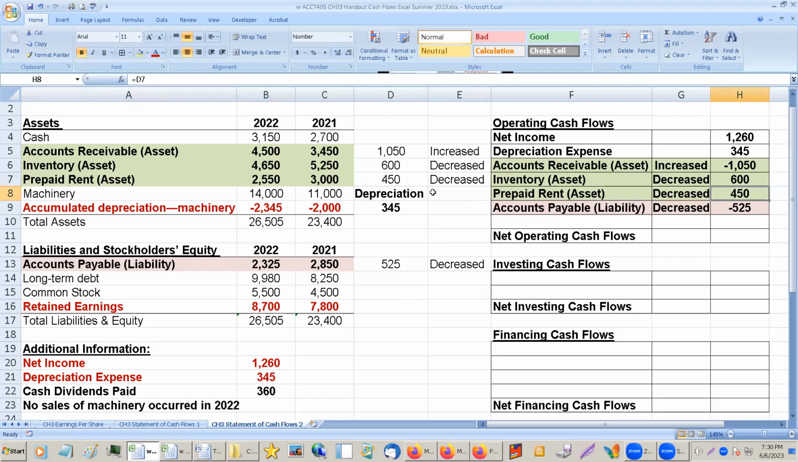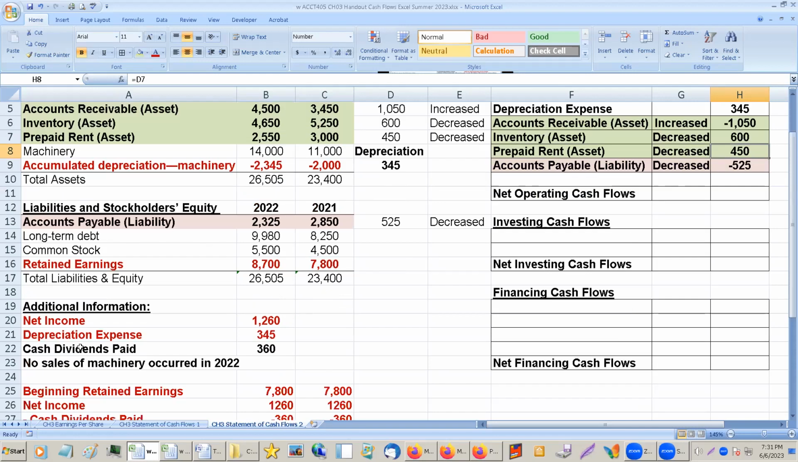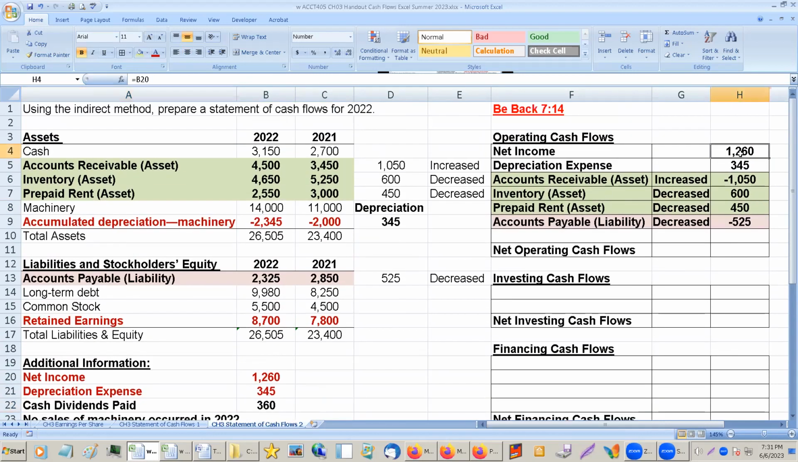So that was rent you paid ahead of time. In other words, you get out of paying cash this year anyways of $450 of rent in cash. All right, now I better check this to be sure I didn't miss anything else. Okay, no sales of machinery, so we don't have any gains or losses on sales. So our operating cash flows are $1,080.